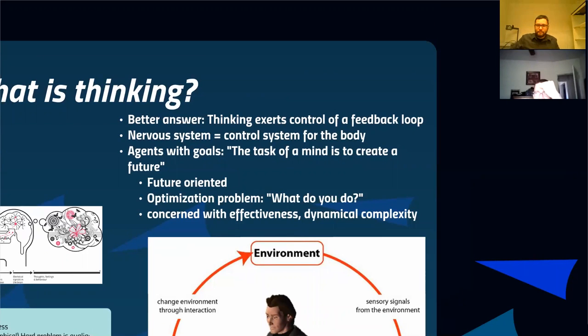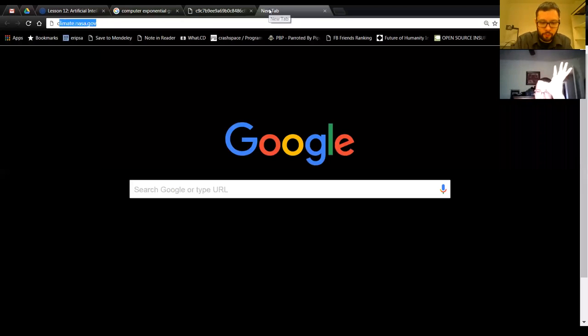Could you repeat that? Not the example, but the statement again. That the task of a mind is to create a future? Yeah, not based on truth, but just to... It's almost like you're saying, kind of just to be aware of a conscience. Yeah, so, good.